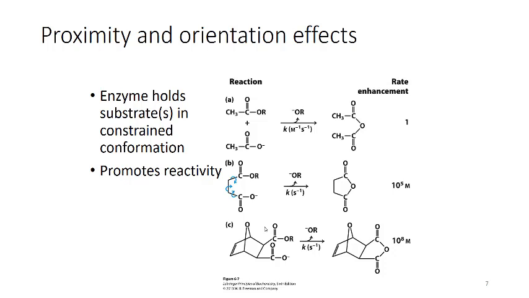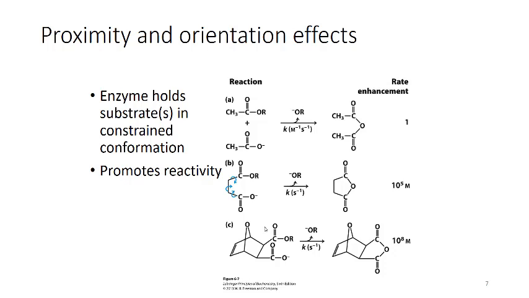Proximity and orientation works by twisting the substrate into a constrained conformation so that the reaction proceeds faster. Here we have an example of an organic reaction that occurs on its own without an enzyme catalyst. The reaction speed is increased 10,000 times just by connecting the two groups, which eliminates the need for the two substrates to find each other in space. The reaction is then sped up by another 1,000 times by adding a weird-shaped group that constrains the two functional groups. This causes the reaction to go faster in order to relieve the strain inherent in the molecule.